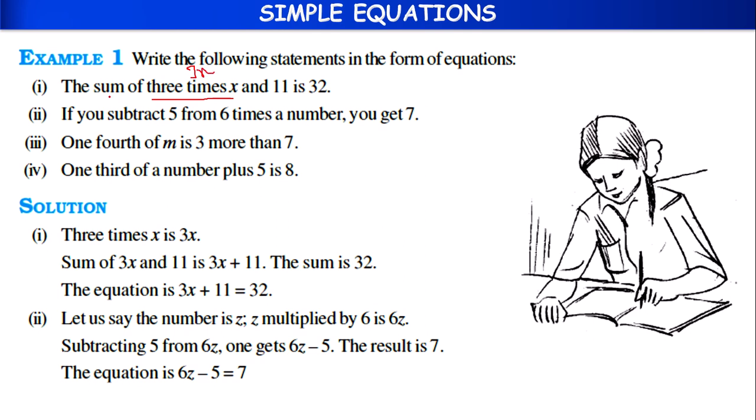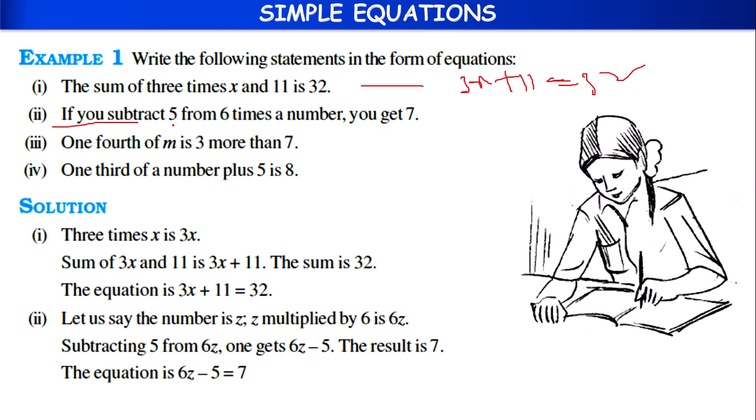What does it mean? The sum of 3x and 11 is 32. Sum of 3x and 11 means 3x plus 11. The sum is 32. So 3x plus 11 equals 32. The given statement can be written as 3x plus 11 equal to 32. Next one.